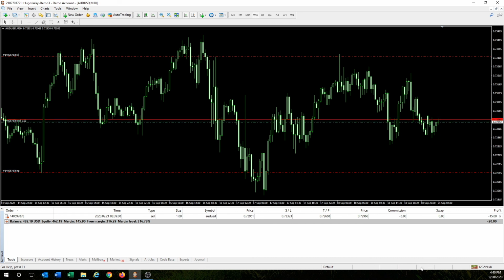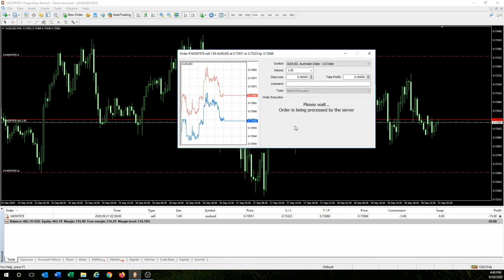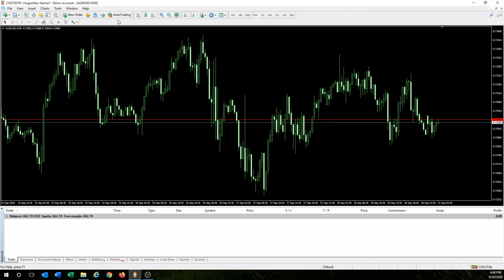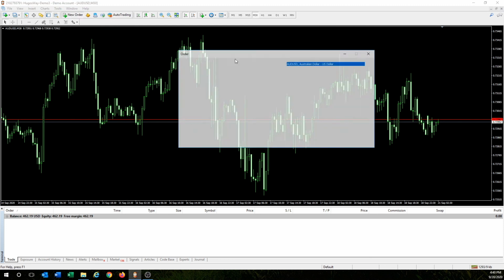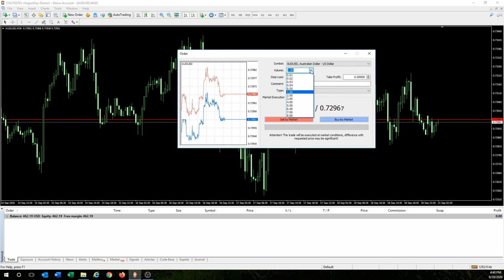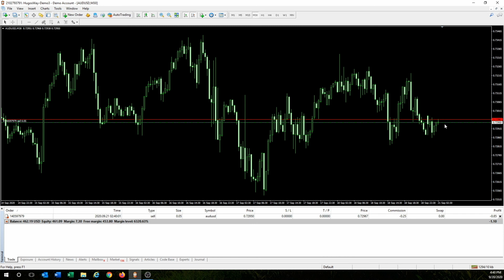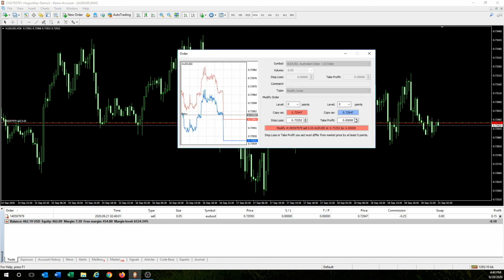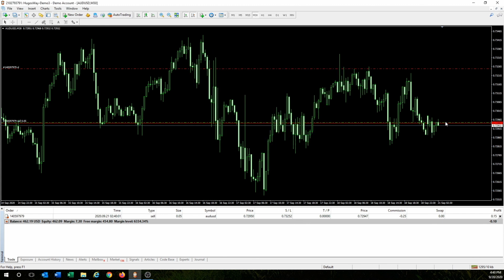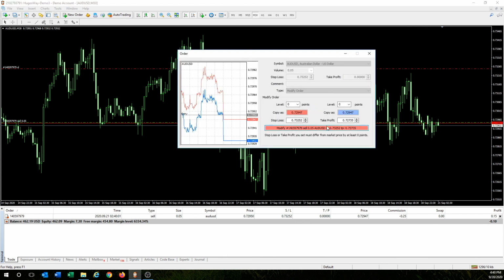I want you to practice this, close your trades, place trades. You can play around with the lot sizes here, maybe play around with 0.05, right? We'll place a sell here. Again, the sell opened on the gray line. The red line will be the trigger for the stop loss and the take profit.